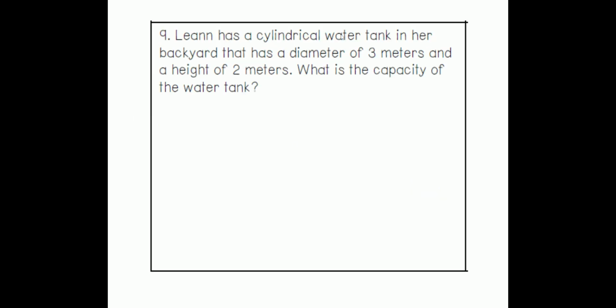Leanne has a cylindrical water tank in her backyard that has a diameter of 3 meters and a height of 2 meters. What is the capacity of the water tank? So she's got a cylinder in her backyard. We're going to use our equation V equals pi r squared h. We know that it has a diameter of 3 and a height of 2. So if the diameter is 3, there's no d in our formula. We need to find the radius, which is half of that, which is 1.5.